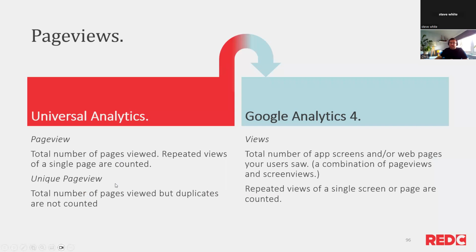As we've covered there, unique page views no longer exists. You have views, which is the total number of app screens. Again, remember, GA4 is built with apps and websites in mind. You will see that noted in the reporting interface, on the second session in particular, but it can be a combination of page views and screen views. So if you have a data stream for your website and an app, views will be a combination of both per user.